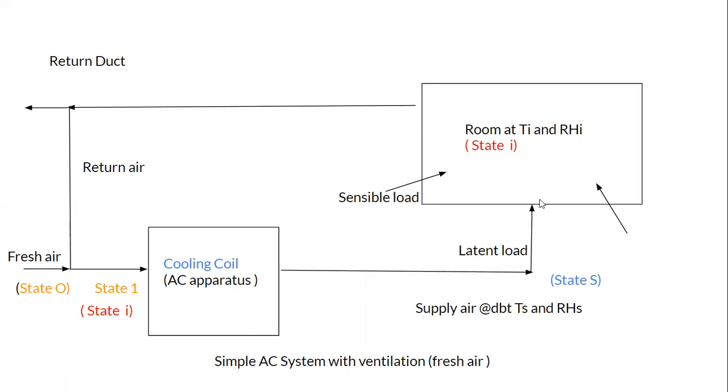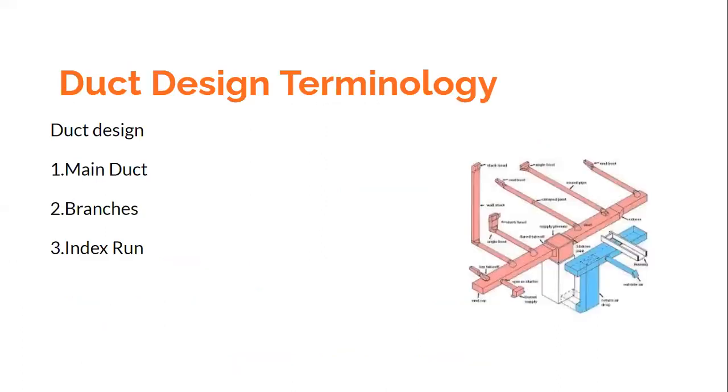And then there would be some supply air outlets, and there has to be some return air outlets, obviously. Now we would be concentrating here on the ducts part. If you want to understand the duct, we need to be familiarized with the terminology which is used. Ducts could be main ducts, it could be branches, and then there is a term which is generally called as index run. So what is it?